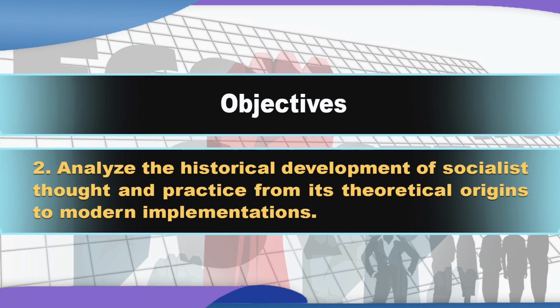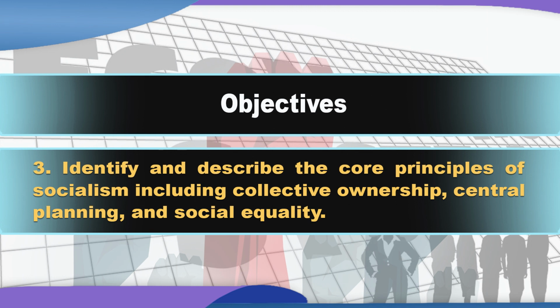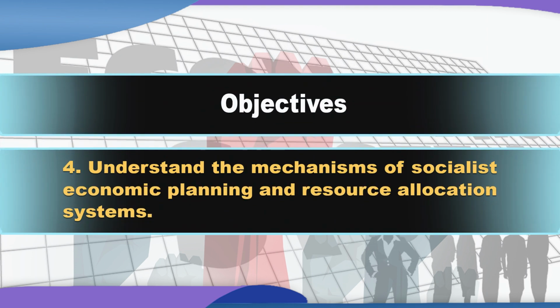Then we analyze the historical development of socialist thought and practice from its theoretical origins to modern implementations. Next, we identify and describe the core principles of socialism, including collective ownership, central planning, and social equality. Further, we try and understand the mechanisms of socialist economic planning and resource allocation systems.